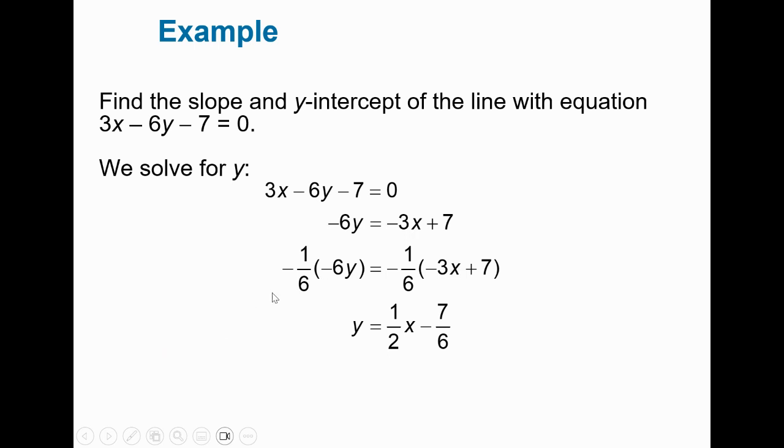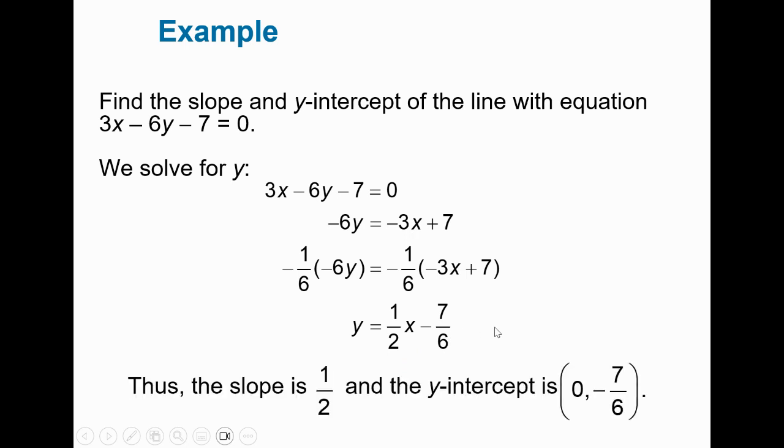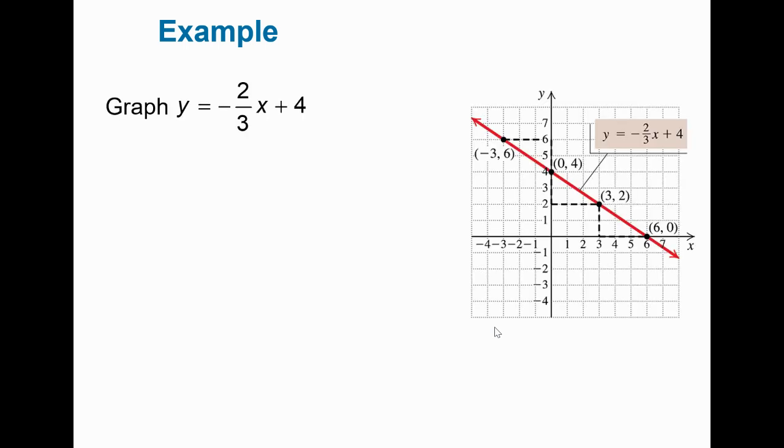The 6's cancel out here. Negative times negative is positive. Y is equal to 1/2 x minus 7/6. They got this by taking this negative 1/6 and distributing it times the two terms. Negative 1/6 times a minus 3 is a positive 1/2. Negative 1/6 times a positive 7 is a negative 7/6. So there's my slope. I've got the equation solved for y. There's my slope, the coefficient of the x term, and there's my y-intercept. Slope is 1/2. Y-intercept is negative 7/6. Given as an ordered pair, you would say 0, negative 7/6.